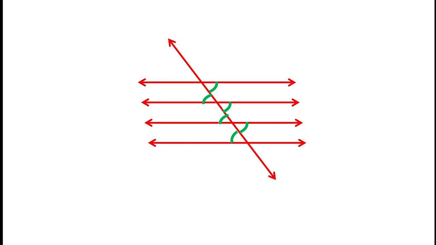Here I have marked alternate interior angles. Total 6 angles I have marked. The measures of these 6 angles will be equal because these lines are parallel. So we can draw as many parallel lines as we require.